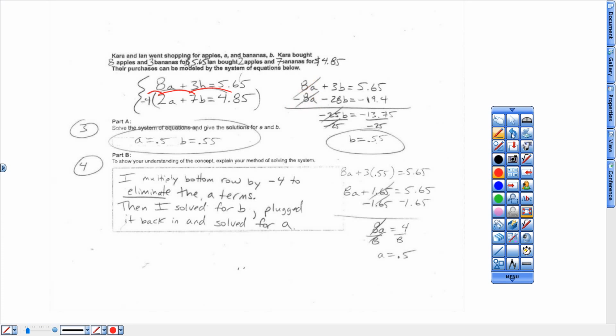The one should give you B is 0.55. A, if you plug it back in, should give you 0.5. If you made a mistake, it's probably because of your positive negative rules on this problem. Use a calculator for that. And then you had to write at least: multiply, tell me what you multiplied the row by. Tell me that the A term eliminated, and then you're solving for B by plugging it back in. I'm sorry, you solve for B and then use that to plug it back in to solve for A. All right, so check your work. Some of you messed up on the decimals on this one.